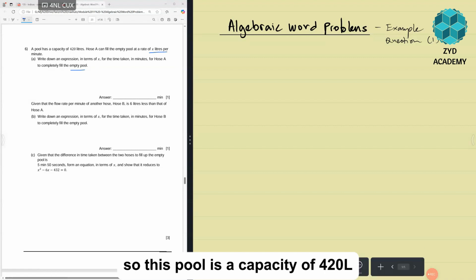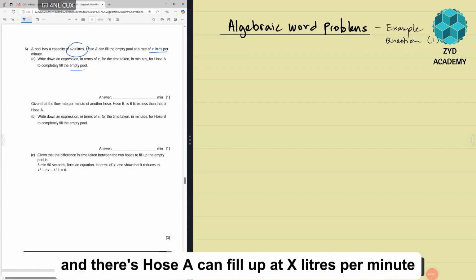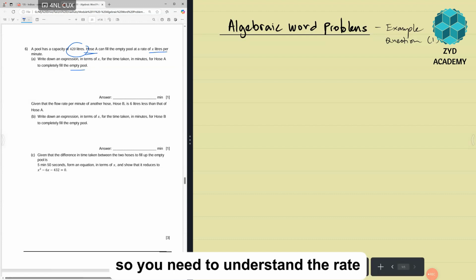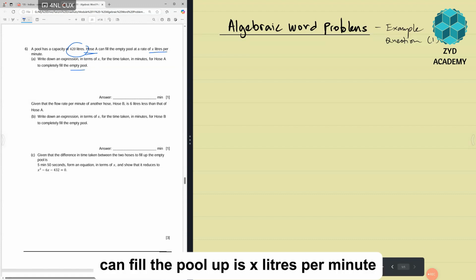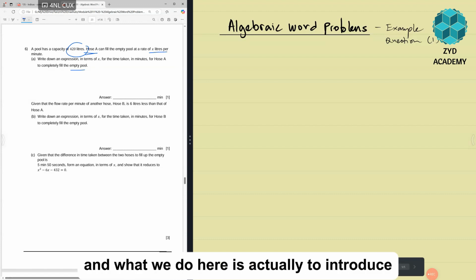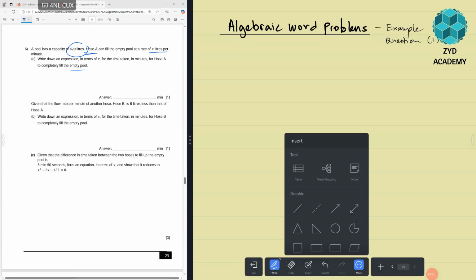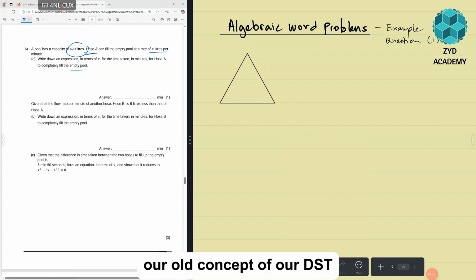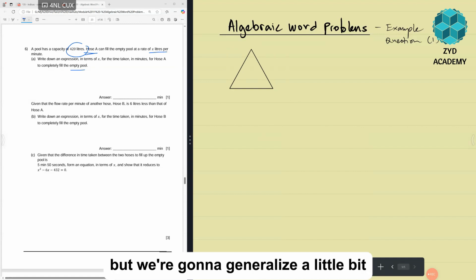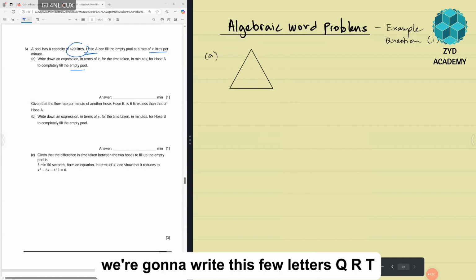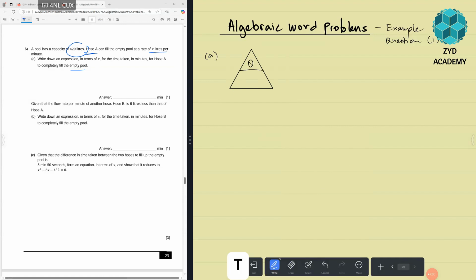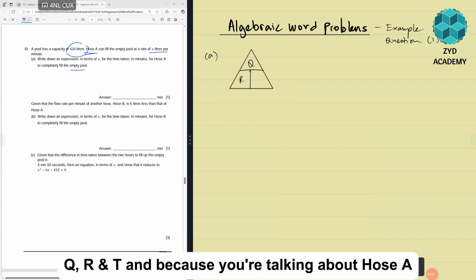So this pool has a capacity of 420 liters and hose A can fill up at X liters per minute. So you need to understand the rate at which hose A can fill the pool up is X liters per minute. And what we do here is actually to introduce the old concept of our DST, but we're going to generalize it a little bit. Instead of writing DST, we're going to write these three letters, QRT: Q, R, and T.